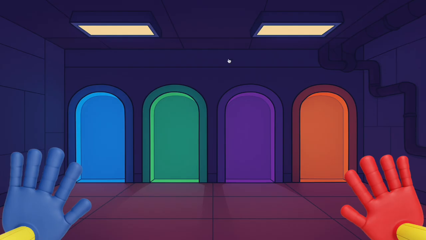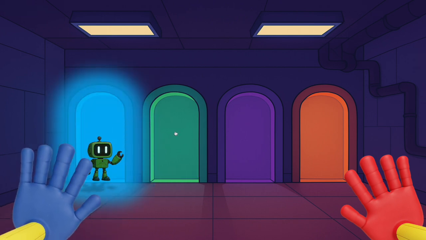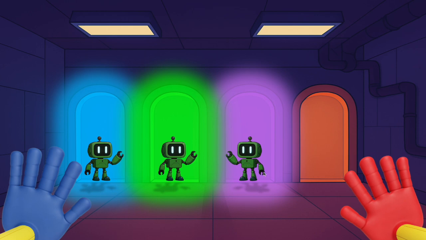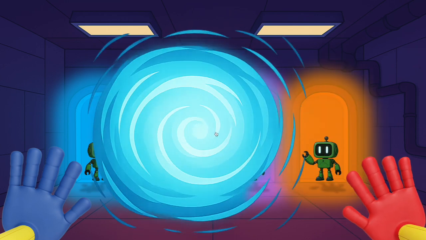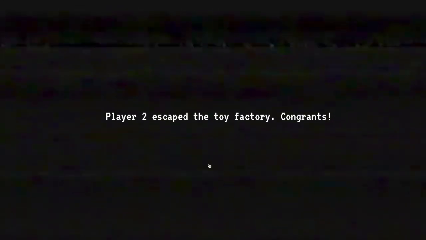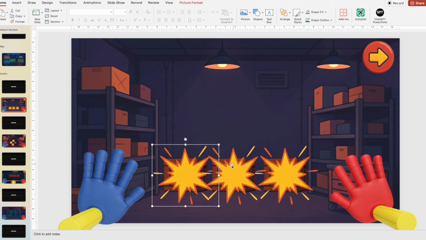And here we're in the final chamber. So now you just press on these doors to put this boogie bot inside. And press here. And player 2 escaped the toy factory. Congrats.